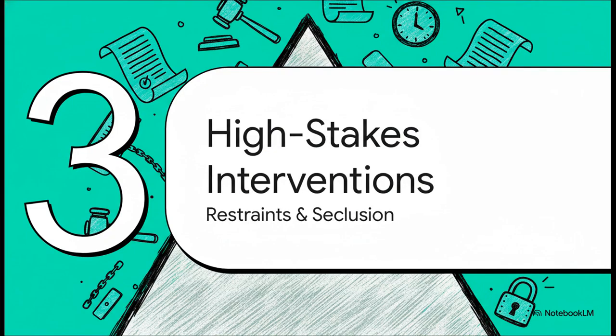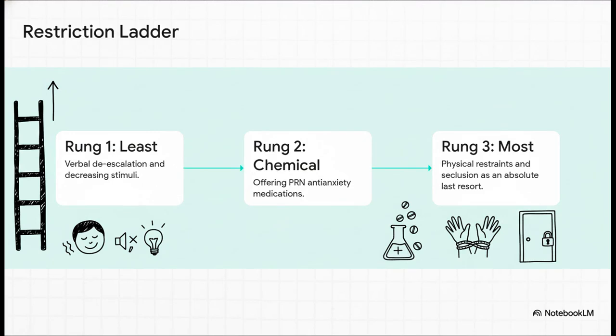Okay, we're climbing again. This next level of the pyramid deals with the really high-stakes interventions. We're talking about the most restrictive, most legally watched actions we can take. These require perfect judgment and even better documentation. The law is very clear about this. You have to climb what I call the ladder of restriction. You always start on the lowest rung. That means verbal de-escalation, trying to lower the stimuli, offering a PRN med. You only climb to the next rung, like seclusion or restraints, if all those less restrictive options fail and the patient is in immediate danger to themselves or others.